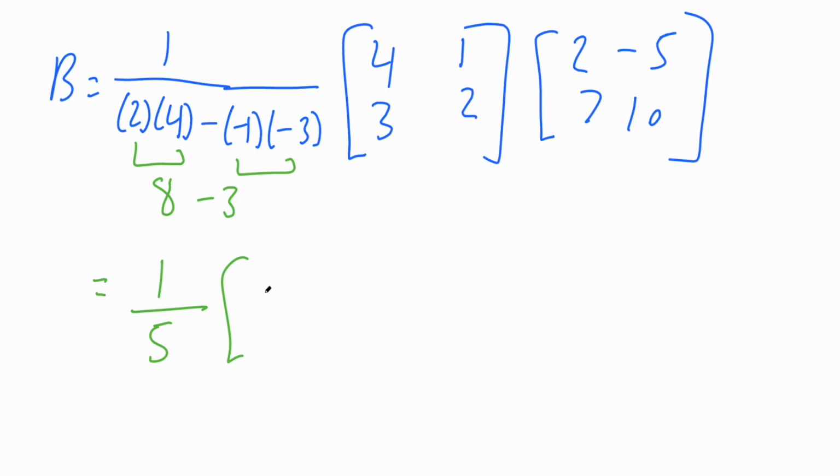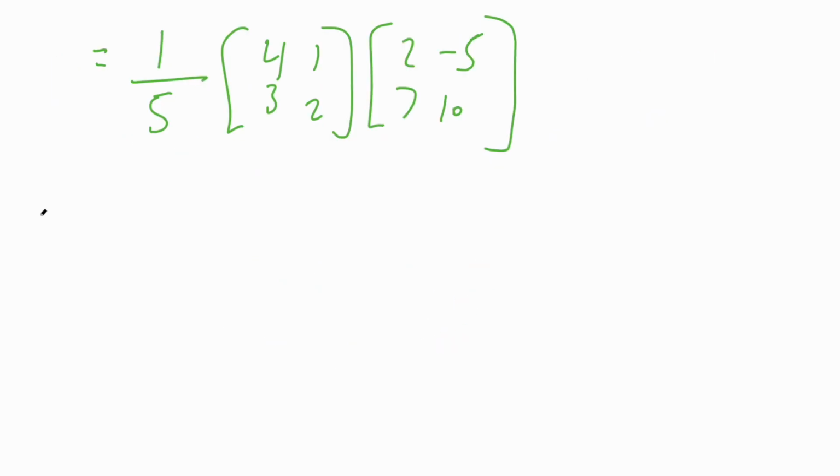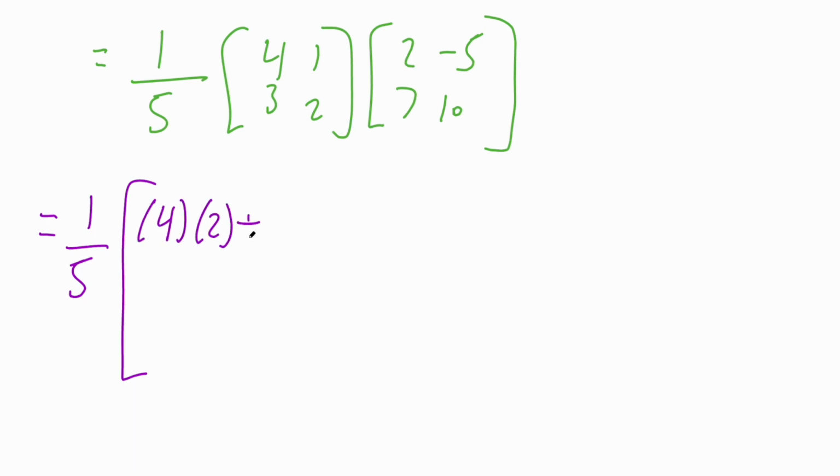Now we have to put both matrices. We have 4, 3, 1, 2. We also have 2, -5, 7, and 10. Off to the side, we can keep our 1/5, but we have to multiply these two matrices. So we take 4, we multiply by 2. So I'm going to put 4 times 2 plus 1 times 7.